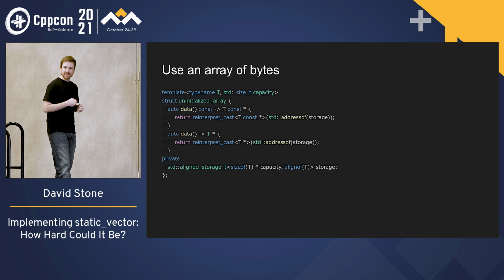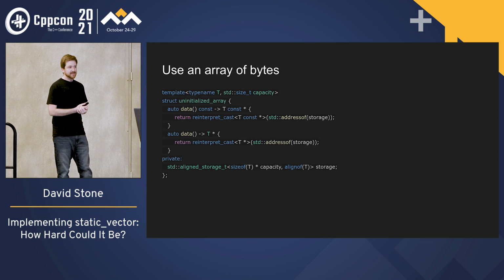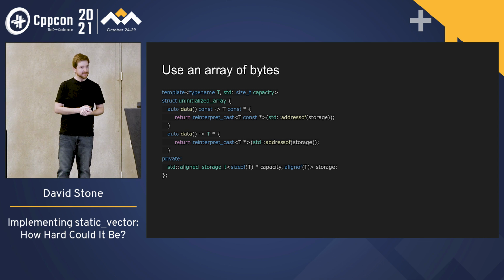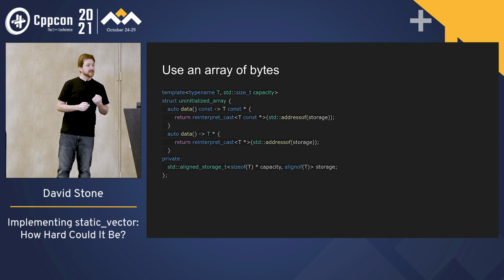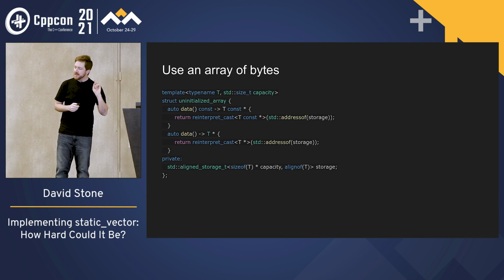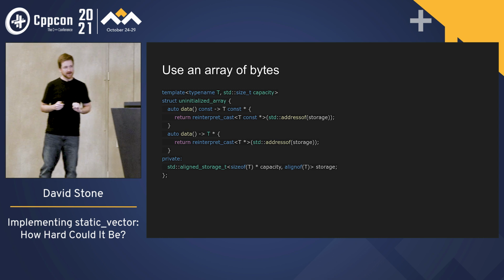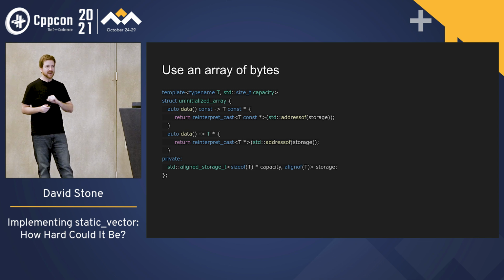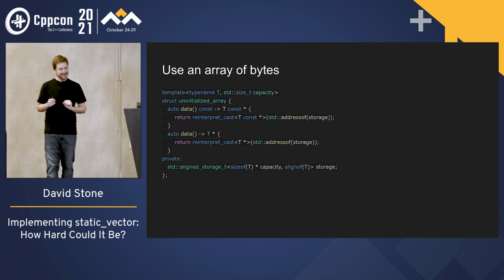Anybody see any issues with this code? This one's even more subtle. What's that? std::launder. No, if I have time, I'll talk about std::launder at the end of the presentation, but that is not the issue here. But that is a very good thing to bring up. In some versions of the standard, it would have been an issue, but it is no longer an issue.